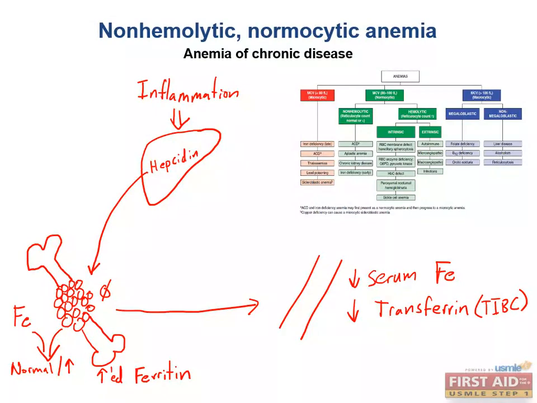One can distinguish between iron deficiency anemia and anemia of chronic disease by looking at ferritin levels, which tell you how iron stores are doing. Ferritin will be low in iron deficiency because stores are low, and high in anemia of chronic disease because stores are high.